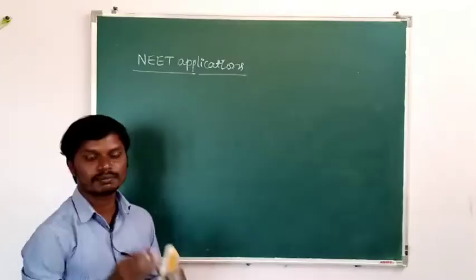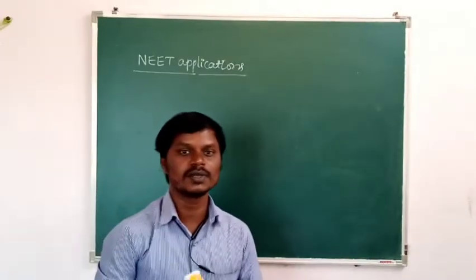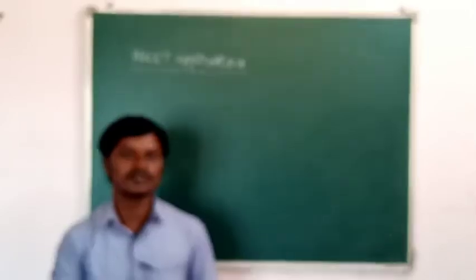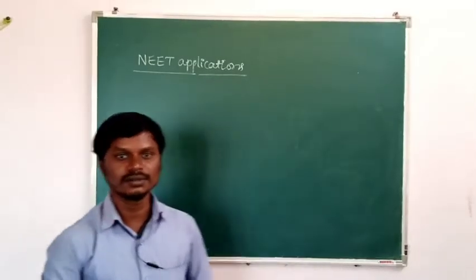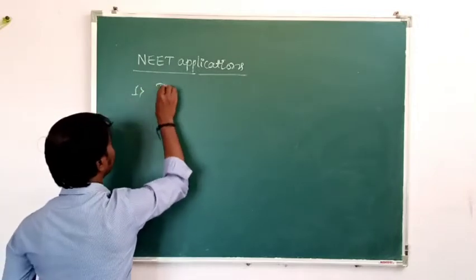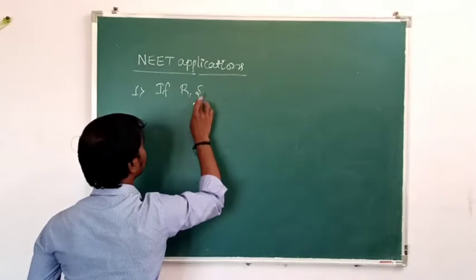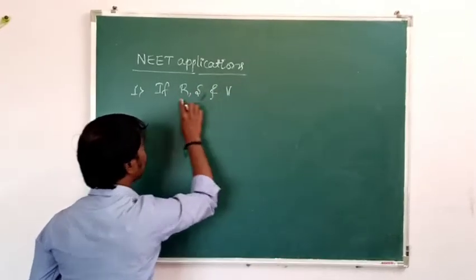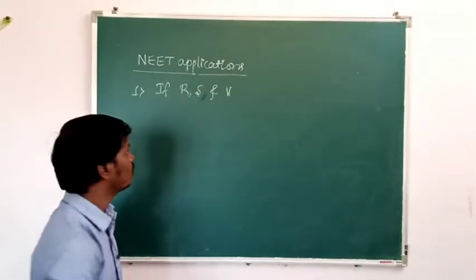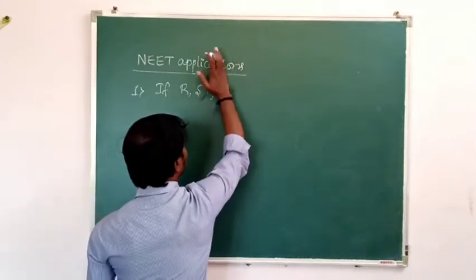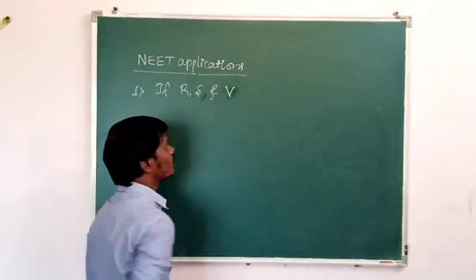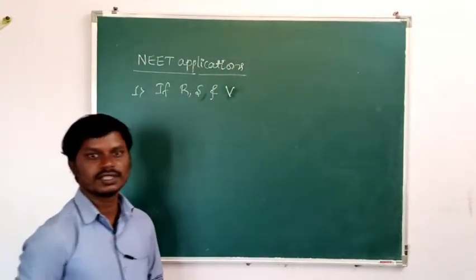How to find the radius of the nucleus, how to find the surface area of the nucleus, and also how to find the volume of the nucleus. So first application, if R, S and V. What is R here? R is nothing but the radius of the nucleus. What is S? S is nothing but the surface area of the nucleus. And what is V? Volume of the nucleus.